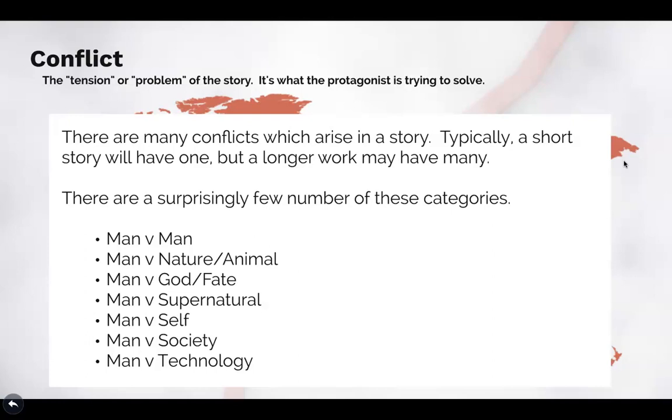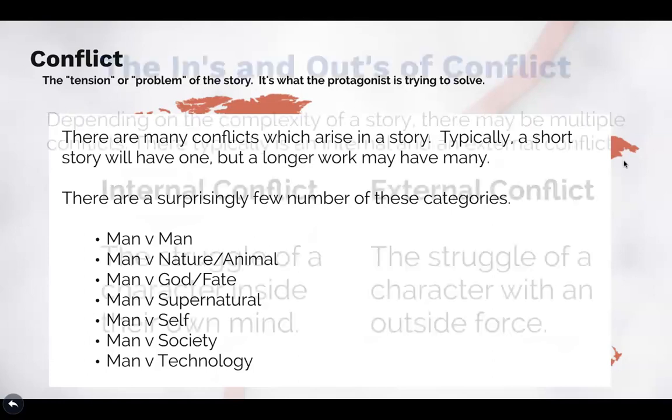Man versus God or the Fates, that could be any of these Greek tragedies. We've got Hercules, all of these things. Man versus technology, we've got The Matrix. So you see that in all of the stories, you can find these main conflicts.